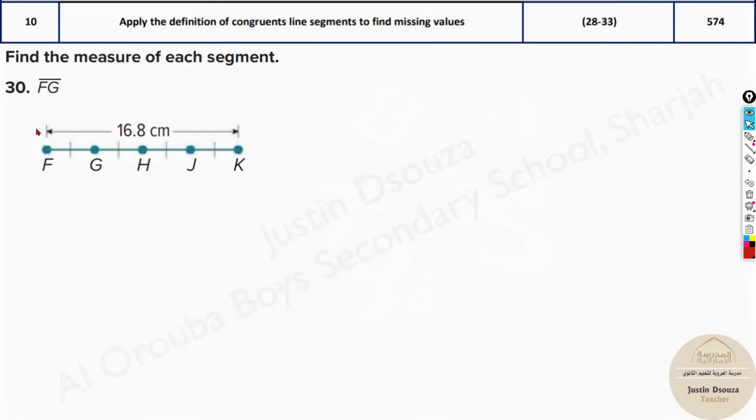That's it. Here now we need to find each segment. So over here they have asked us F and G. But they have told us each of these segments is congruent. Can you see this mark means they're congruent. All these line segments are congruent. So what you can do is directly count the number of segments, 1, 2, 3, 4, and divide 16.8 by 4. It'll be 4.2, and 8.4 by 2 is 4.2. So this is the answer in centimeters.